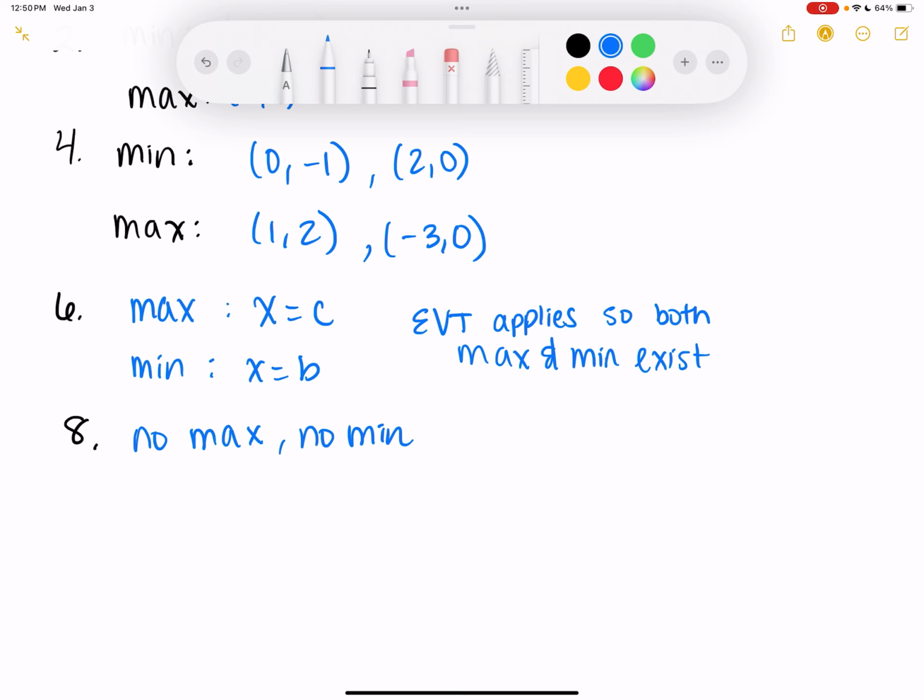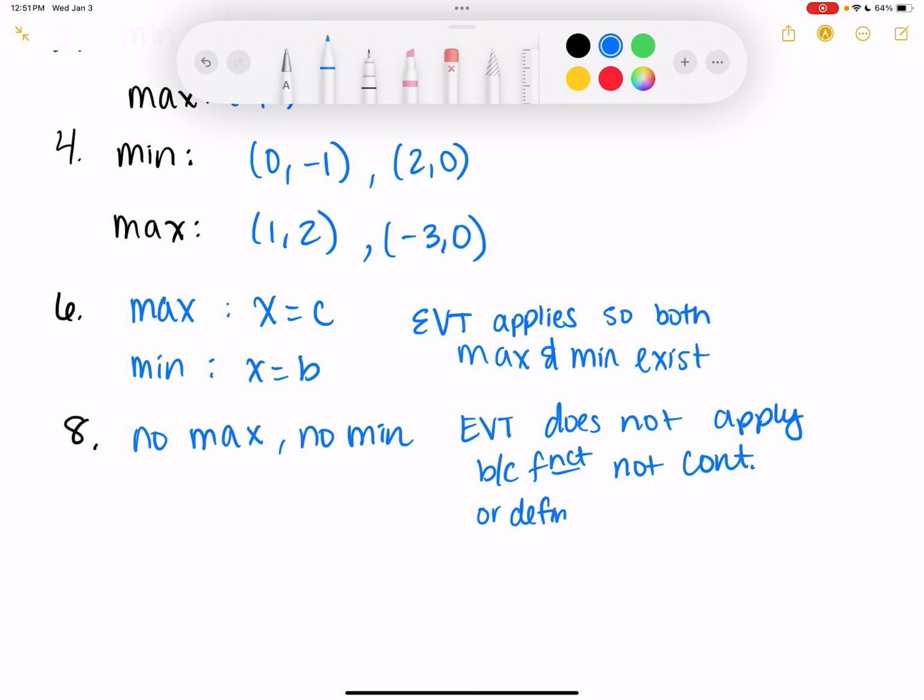And we would say EVT does not apply, because the function is not continuous or defined on a closed interval. Because it could have theoretically been continuous but still not defined because the endpoints had holes. Technically.